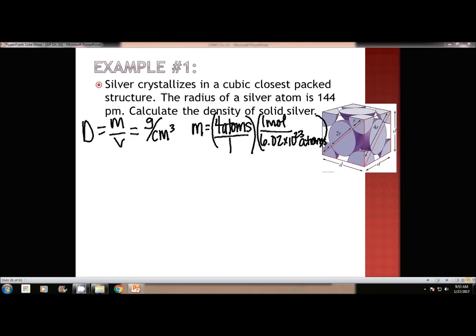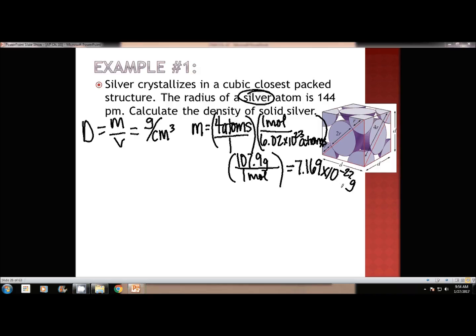And then we're going to multiply by the molar mass of silver. That's important to know that we have silver in this problem. The molar mass of silver is 107.9 grams per mole. So when we solve that out, when we take 4 divided by Avogadro times 107.9, we get that the mass is 7.169 times 10 to the negative 22nd grams. That's going to be a part of our density equation to solve for density.